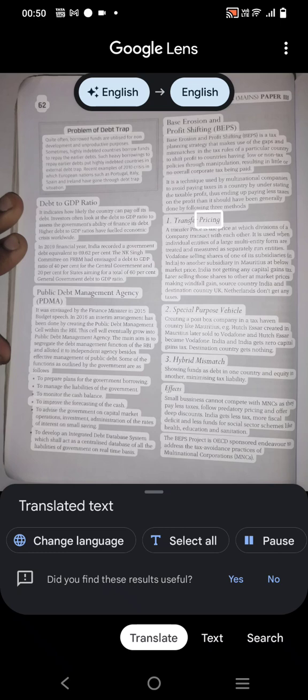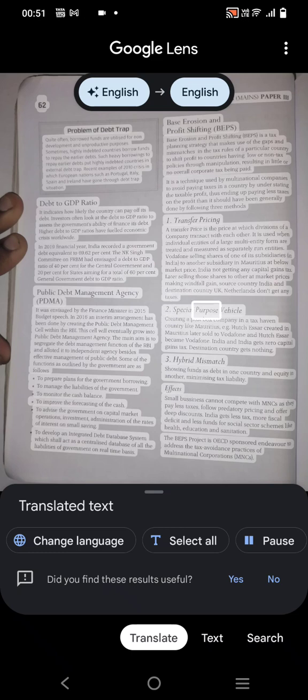1. Transfer pricing. A transfer price is the price at which divisions of a company transact with each other. It is used when individual entities of a large multi-entity firm are treated and measured as separately run entities. For example, Vodafone selling shares of one of its subsidiaries in India to another subsidiary in Mauritius at below market price, India not getting any capital gains tax, later selling those shares to others at market prices, making a windfall gain. Source country India and destination country UK. Netherlands doesn't get any taxes.